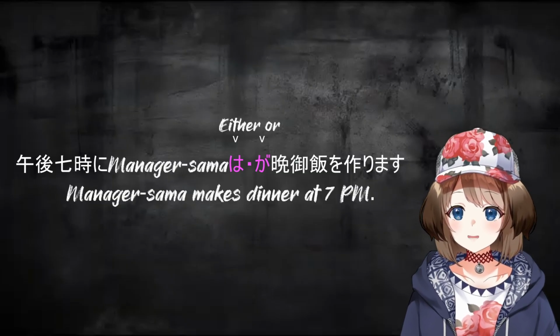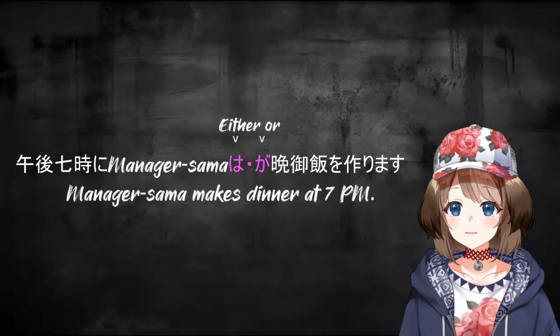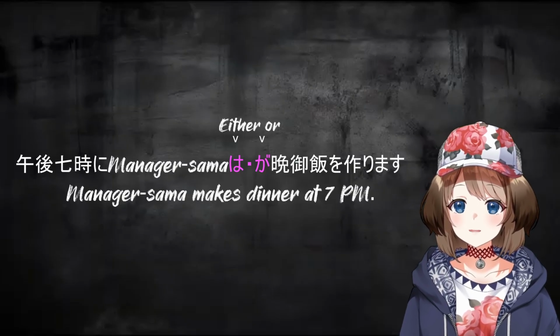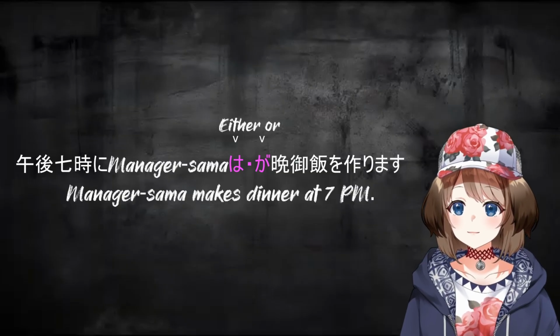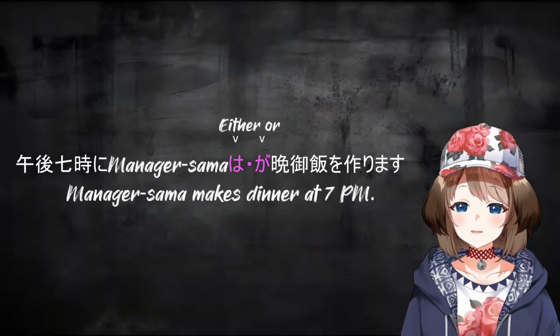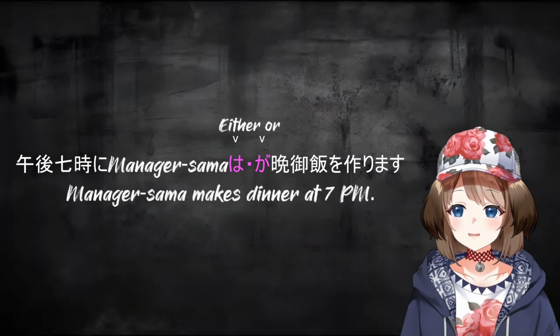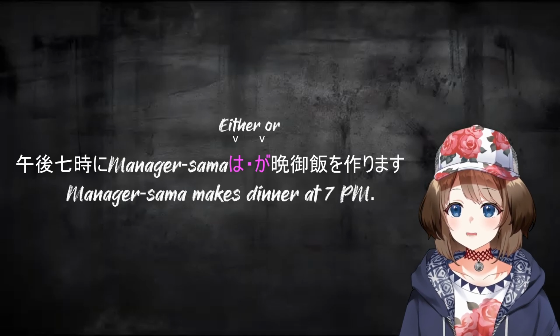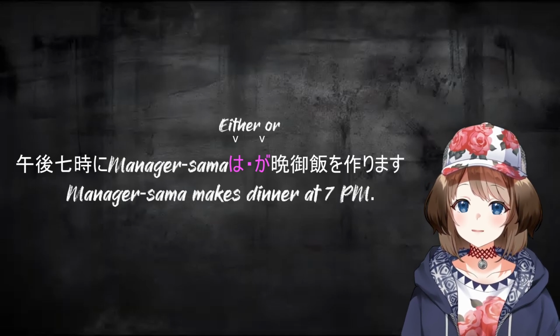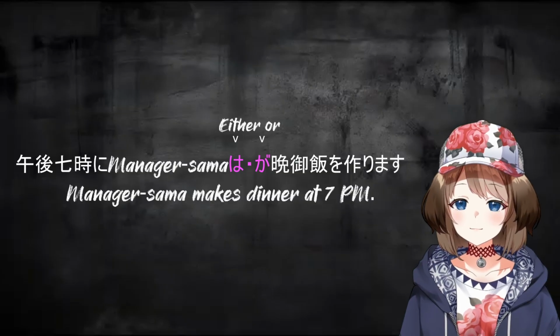What was being made? Bangohan. Bangohan means dinner or the evening meal, and bangohan was marked with o, which lets us know that it is the direct object. It's the thing being made. So now we know when it happened, now we know what was made, and now we know that there's a verb that means it got made, right?